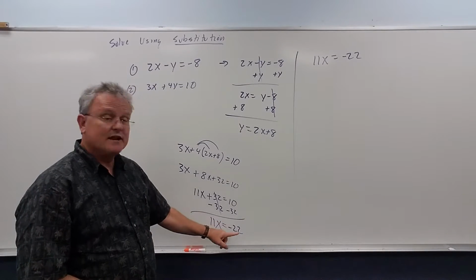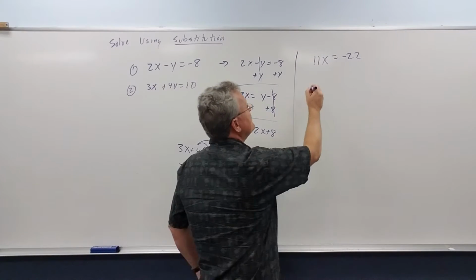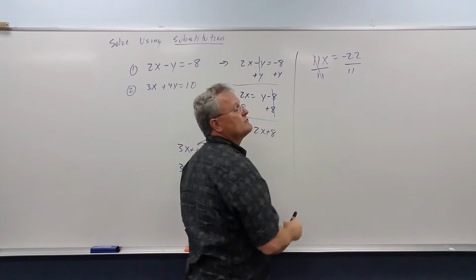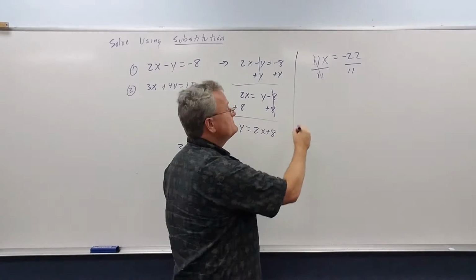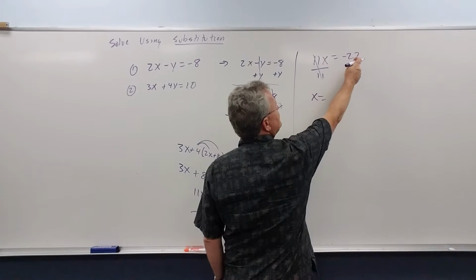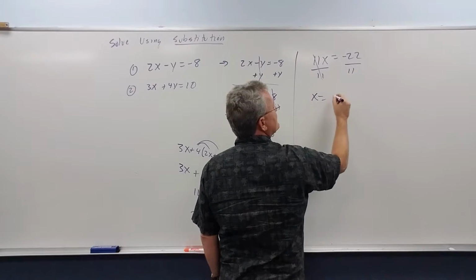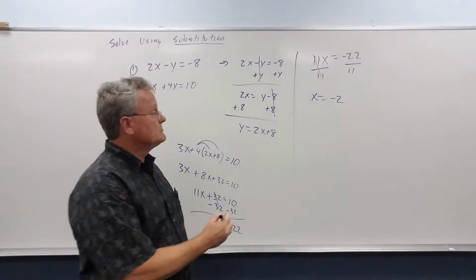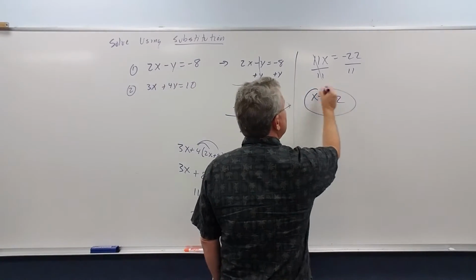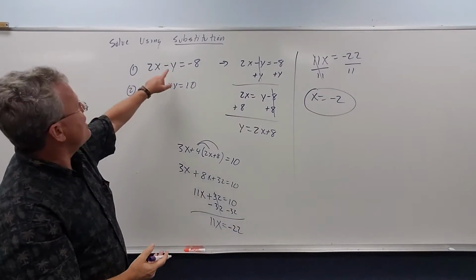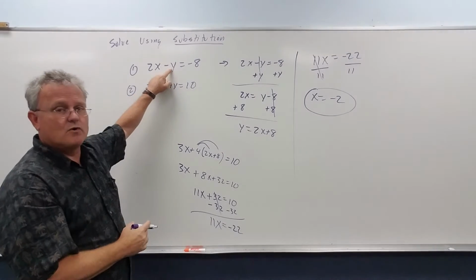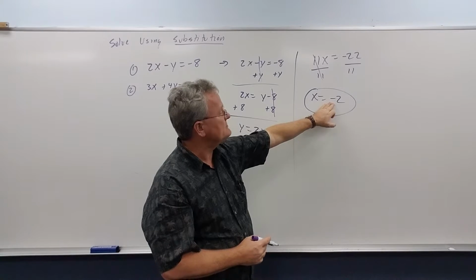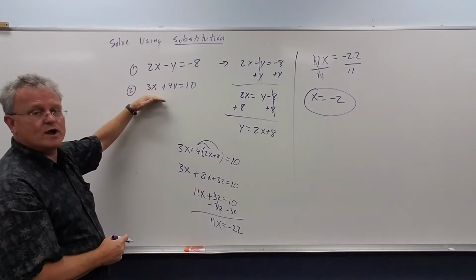Solving for that, we've got to divide both sides by 11. 11 over 11 is 1, and 1 times x is x. Negative 22 divided by 11 is negative 2. So we now know what x is equal to. x is negative 2, but we also want to know what the other variable, y, is. So now I can plug this x value into either equation.